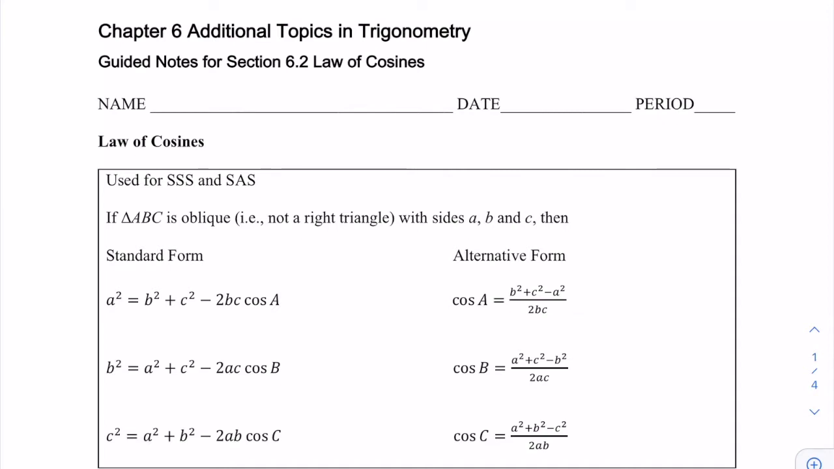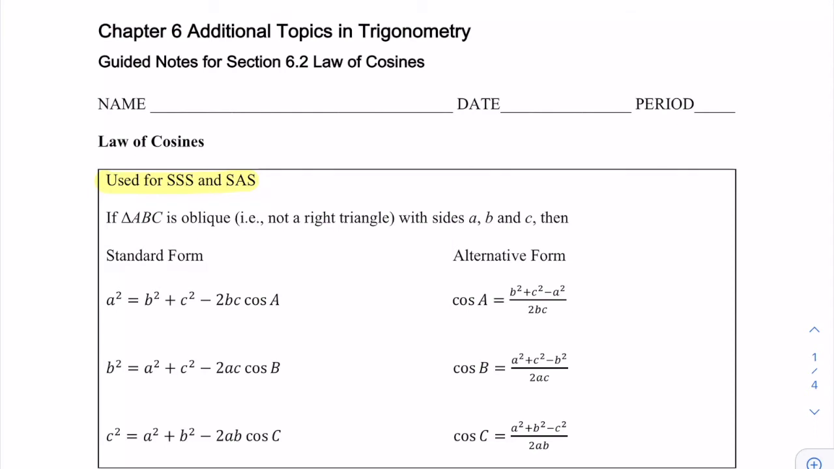So the law of cosines is a little trickier than the law of sines, and we want to make sure we use law of cosines when we're given three sides or two sides and the included angle, because you're not able to use law of sines right away until you figure out those other sides and angles.